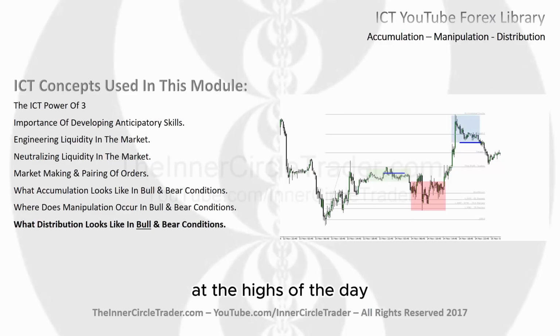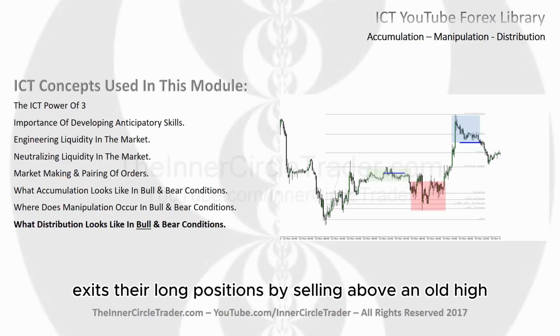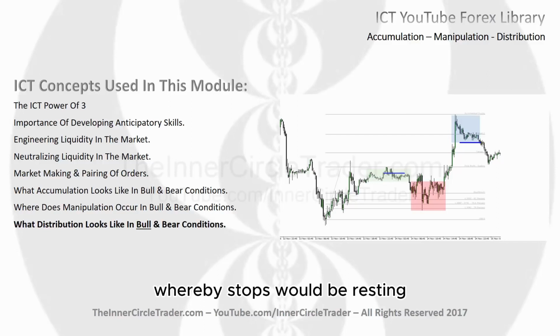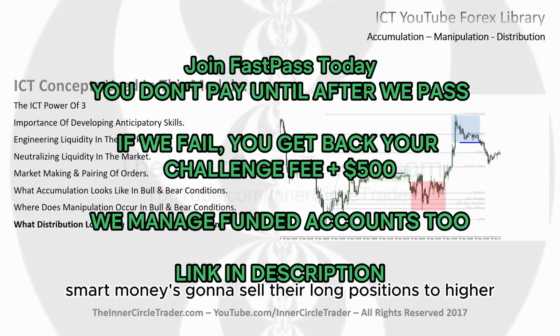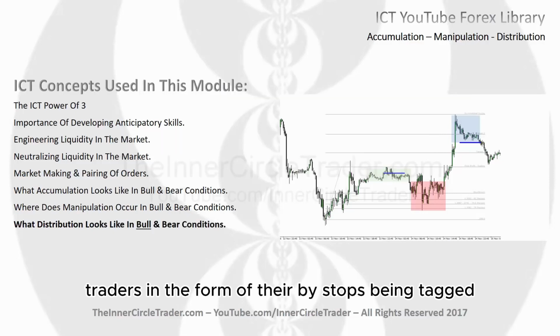And then finally, at the highs of the day, we have our distribution, where the smart money exits their long positions by selling above an old high where buy stops would be resting. So those buy stops would be hit, which floods the market with buyers at a higher price. Smart money is going to sell their long positions to higher buying interest traders in the form of their buy stops being tagged.